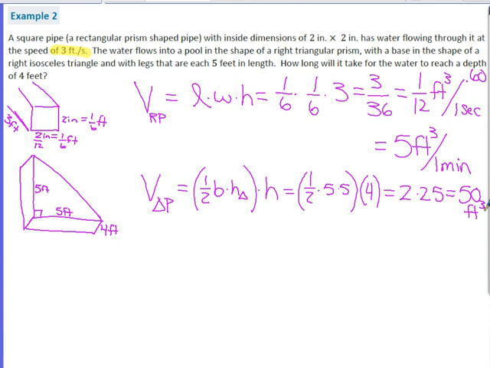Now that I know that we need to fill 50 cubic feet and we're filling at a rate of 5 cubic feet per minute, we just want to divide those two. So 50 cubic feet divided by 5 cubic feet tells us that it is going to take 10 minutes to fill the pool.